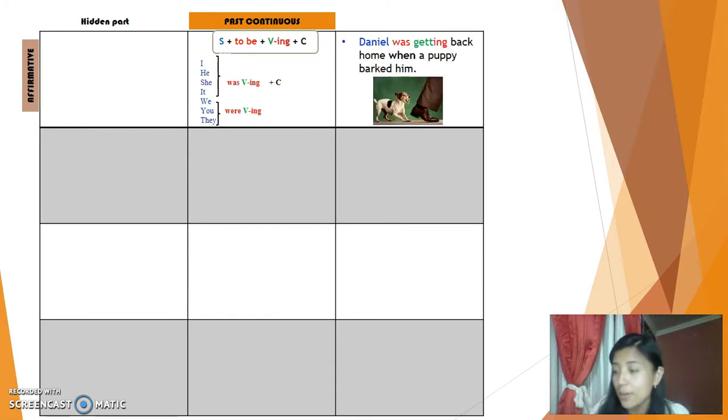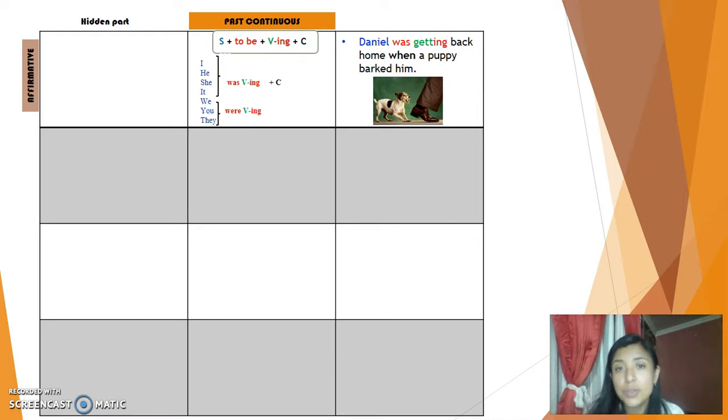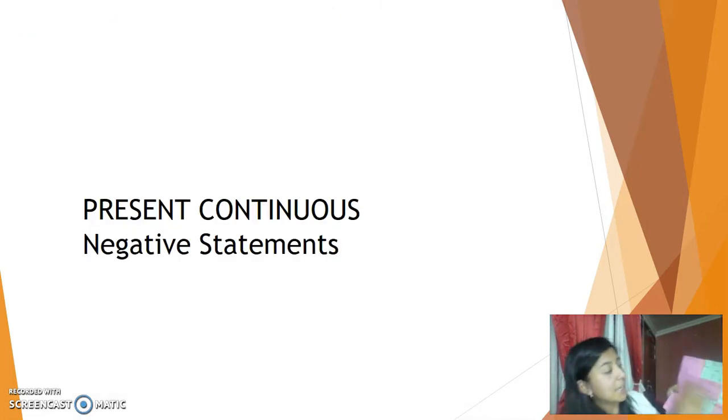As I told you, you can write again the example in English, and in the hidden part you can write in Spanish if you want. It's up to you, but it's recommended that you do this so you can check it when you have any doubts. Okay, so let's keep going. Now let's go on with the second row.